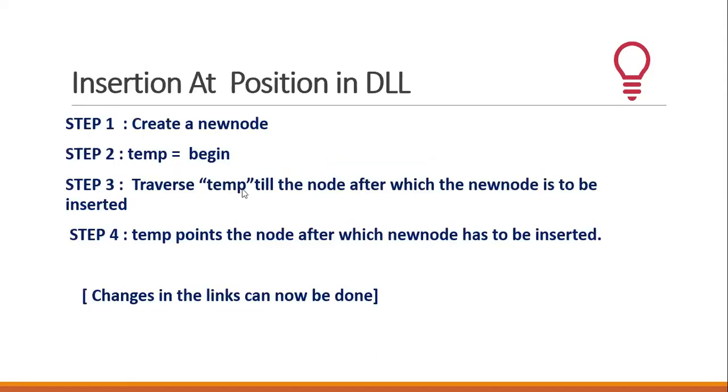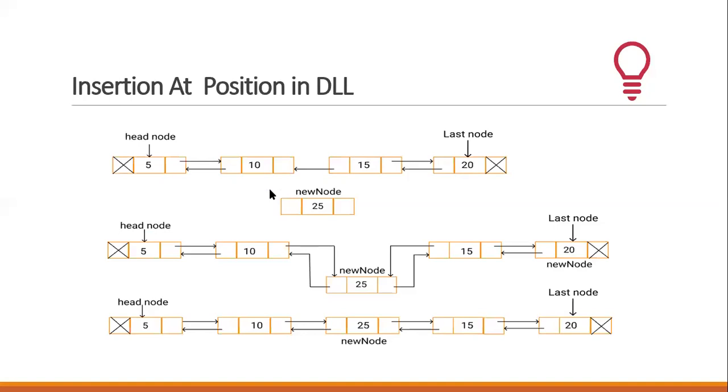Fine. So once the traversal happens, logically our temp is pointing to this node, or maybe any of the nodes after which we have to insert. Basically, temp has started pointing to the node after which we want to insert a new node. In this example, temp is pointing to 10. So now in front of us, this is temp and this is the new node.